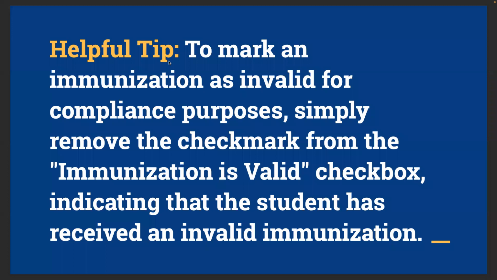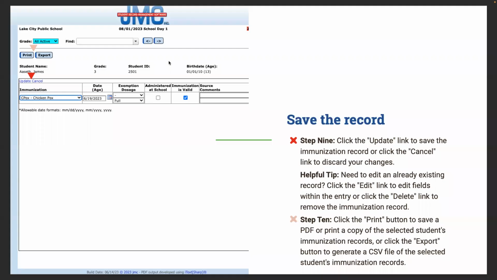Helpful tip: to mark an immunization as invalid for compliance purposes, simply remove the check mark from the immunization is valid checkbox, indicating that the student has received an invalid immunization. Step 9, click the update link to save the immunization record or click the cancel link to discard your changes. Helpful tip: need to edit an already existing record, click the edit link to edit fields within the entry or click the delete link to remove the immunization record.